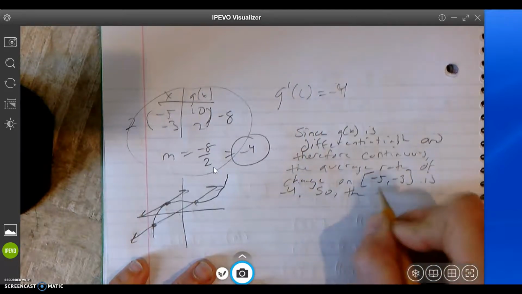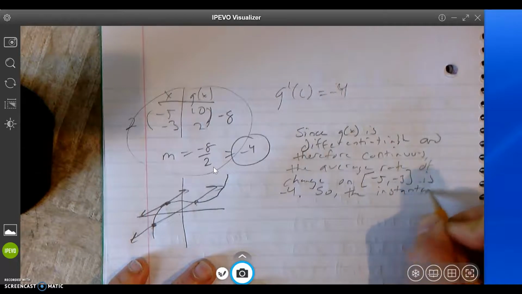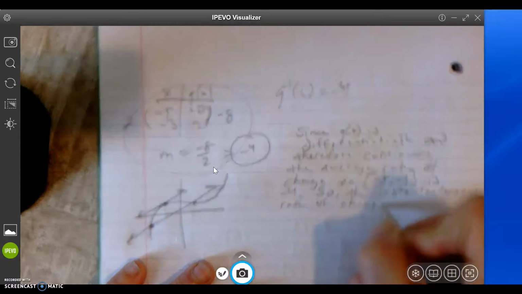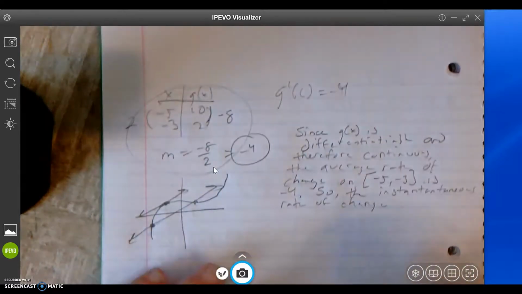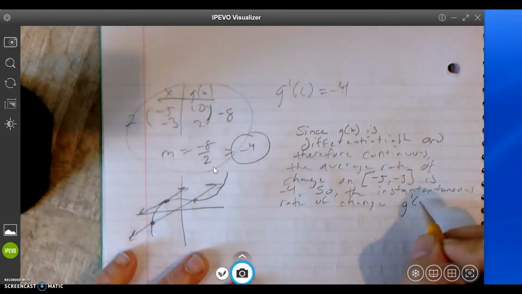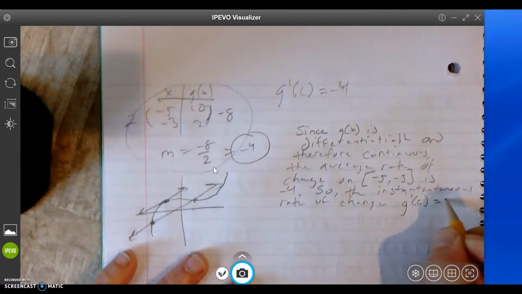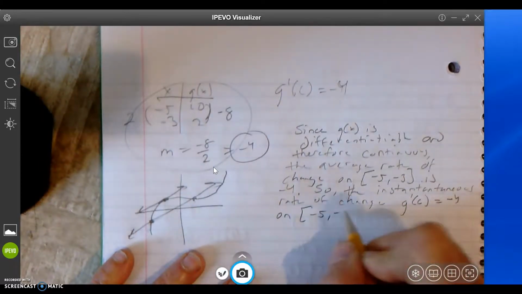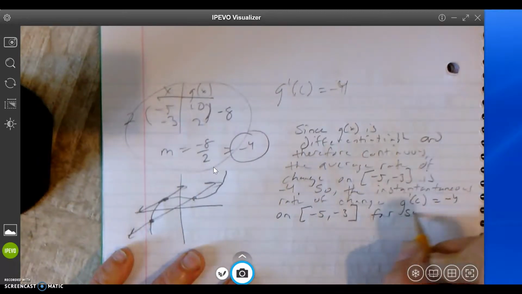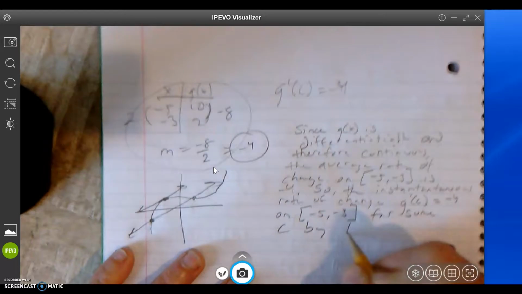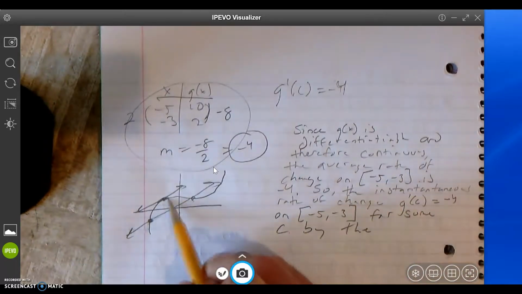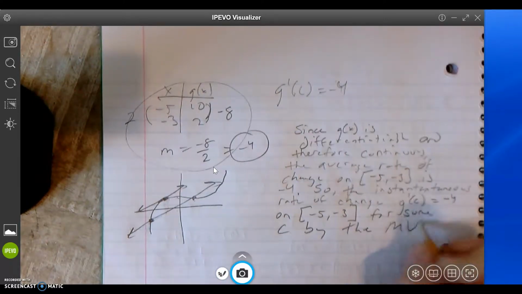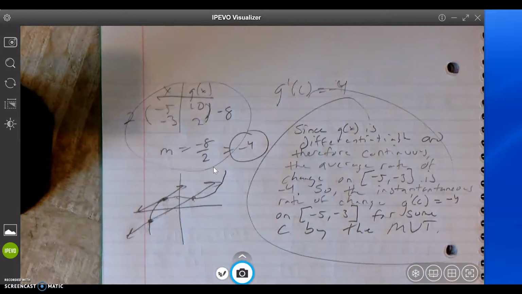So the instantaneous rate of change, g prime of some c, equals -4 on that interval, for some c, for some x value. You don't know what the x value is. It could be here, it could be here, you don't know. Some x value on that interval by the MVT. Cool. There it is.